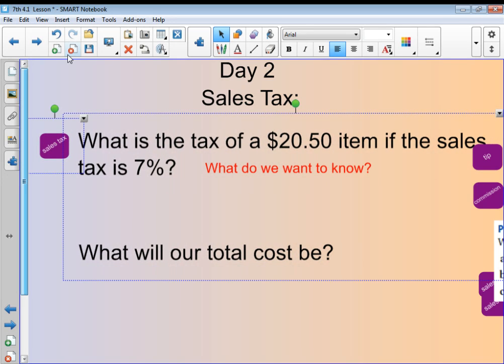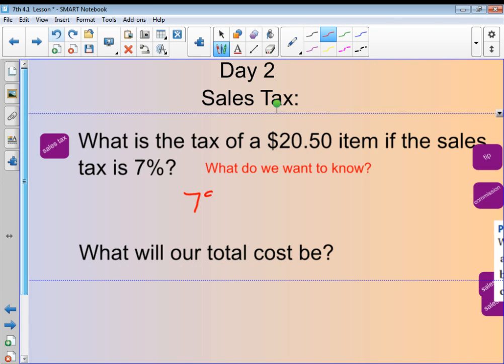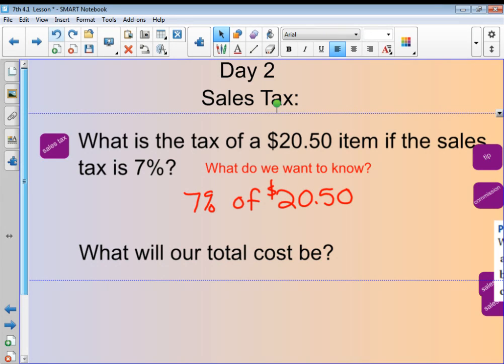So what is the tax of a $20.50 item if the sales tax is 7%? So remember, what is it that we want to know? Well, we want to know 7% of $20.50. So go ahead and find the sales tax on that, and then also find the total bill.